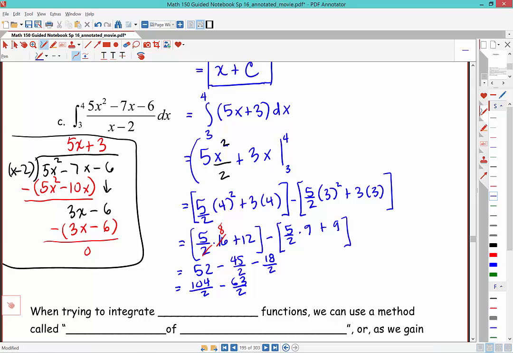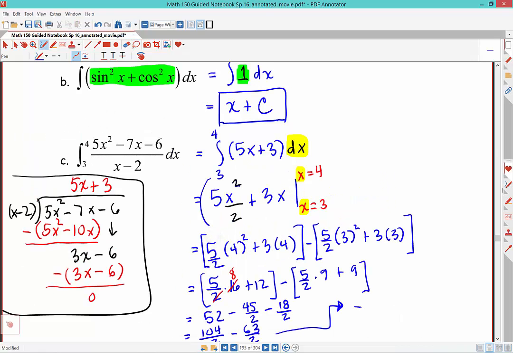And then finishing her off, which gives us, let's see, we'll have 1 and 41 over 2.